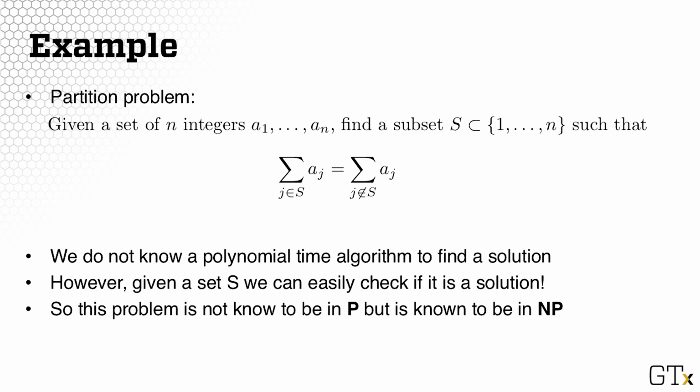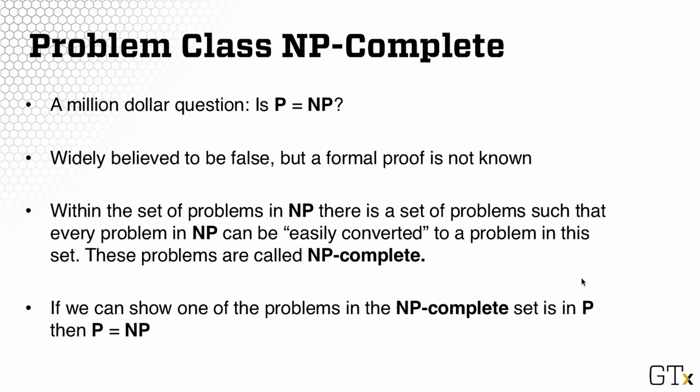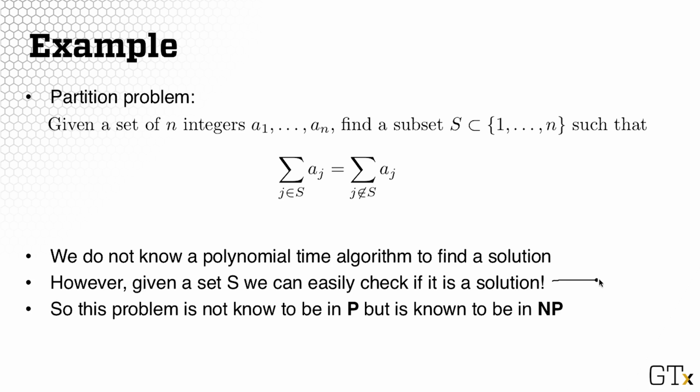However, if I give you a particular set S, you can easily check if it is a solution. If I give you a set, then you can just sum up the numbers in S and the sum of the numbers not in S and check whether they're equal. This is what I mean by the verification problem. Here we can verify easily whether a given solution is a solution or not. So this problem is not known to be in P, but it is known to be in NP because we can verify a given solution easily.